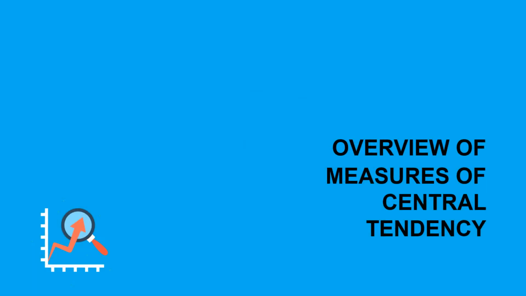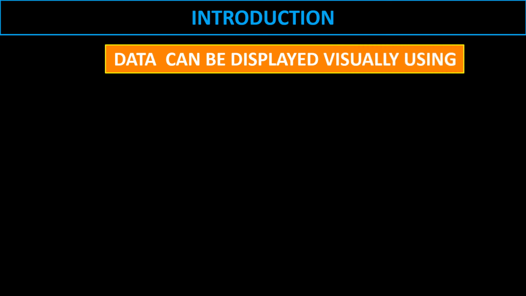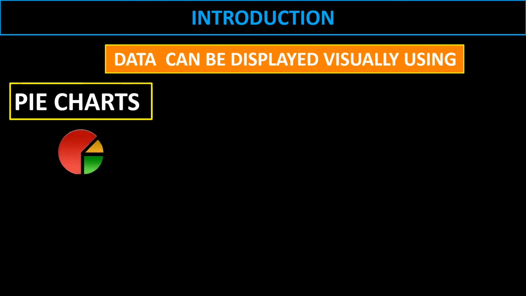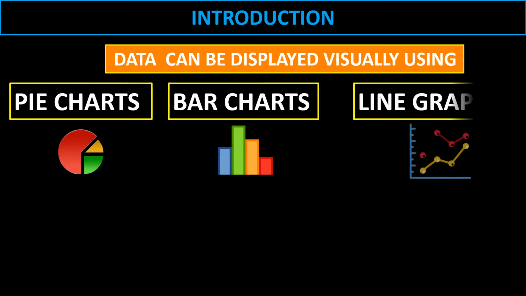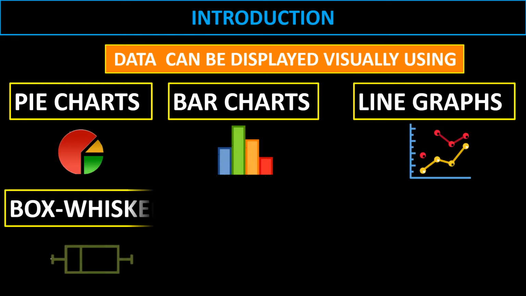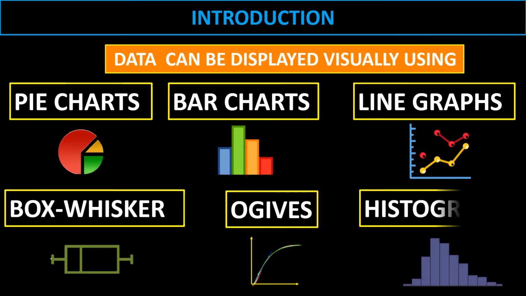Okay, so let's start. First of all, we're going to have an overview of the measures of central tendency. Data can be displayed visually. If we have data, what you did in the past, you can show it by means of pie charts, bar charts, or line graphs, and there are different types of line graphs. Then we also have the box and whisker plots that we can use. We have ogives, also known as the frequency distribution curves, and then we also have histograms that we could use.